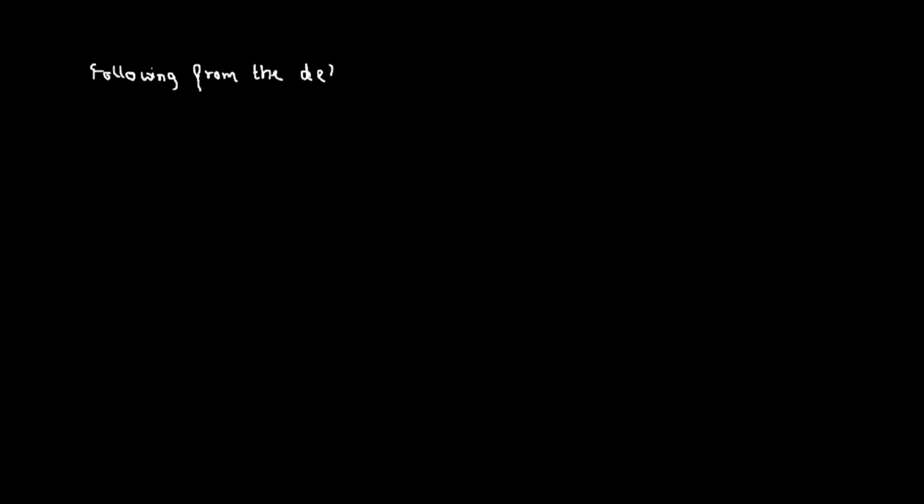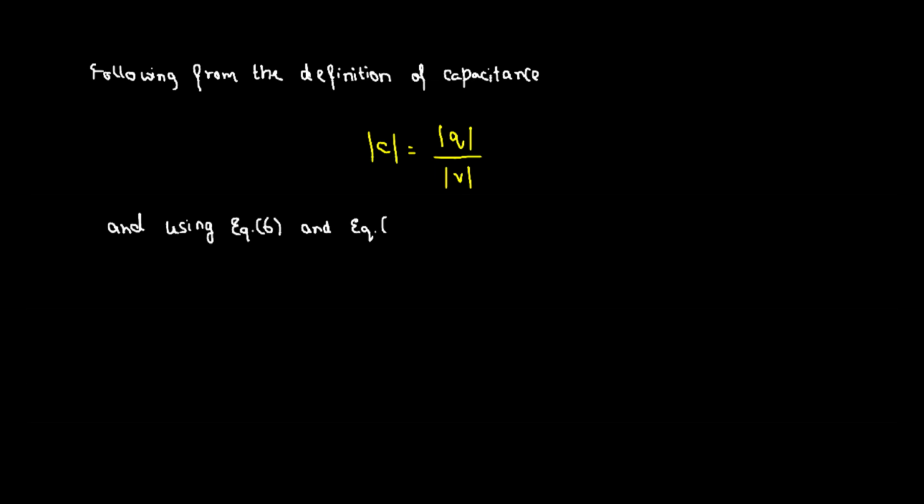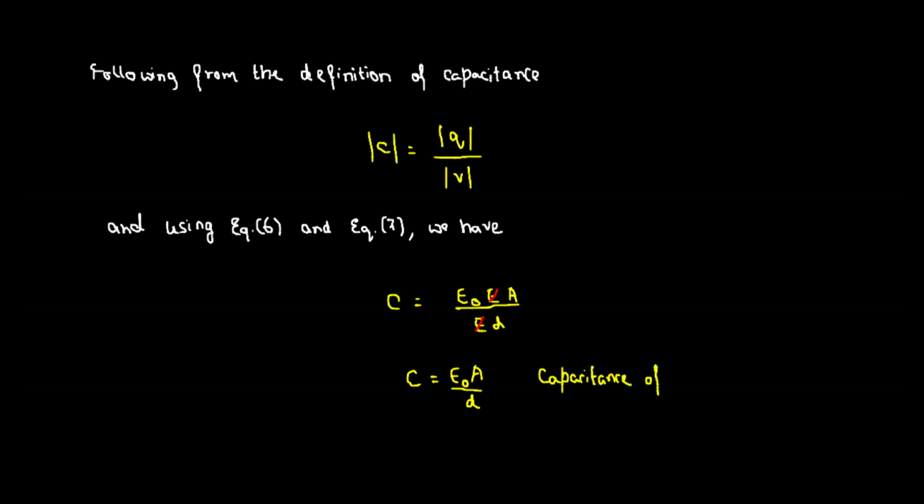Following from the definition of capacitance, the absolute value of capacitance equals the absolute value of charge divided by the absolute value of voltage, and using equations 6 and 7 we have C equals epsilon naught times E times A divided by E times d. The E from the numerator and denominator gets factored out, leaving behind C equals epsilon naught times A over d. This is the capacitance of a parallel plate capacitor.